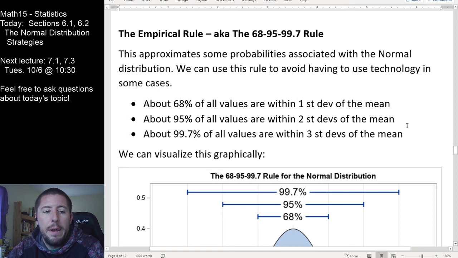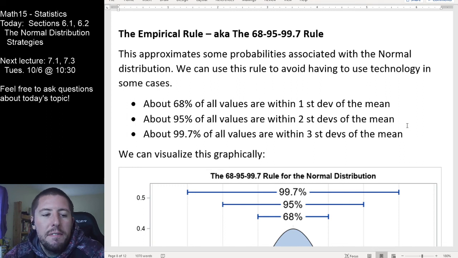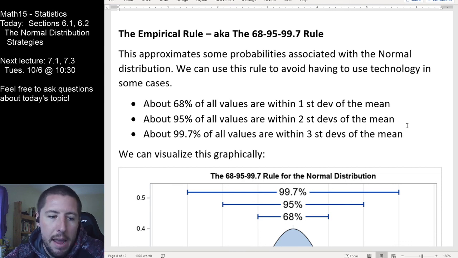So the empirical rule is the name of the rule that gives us a soft estimate for estimating probabilities that are associated with the normal distribution.